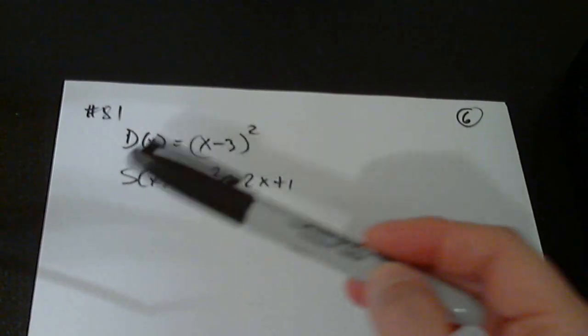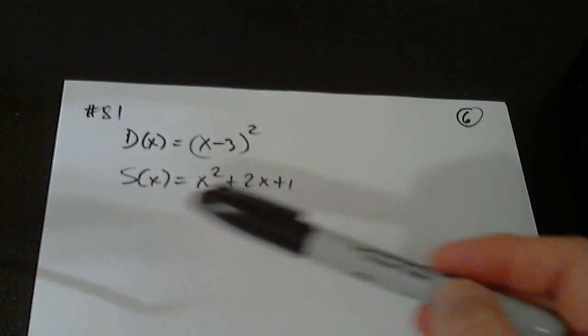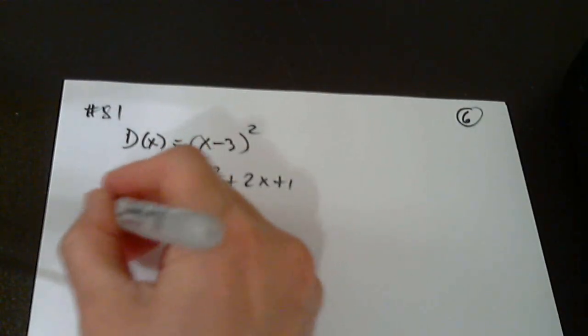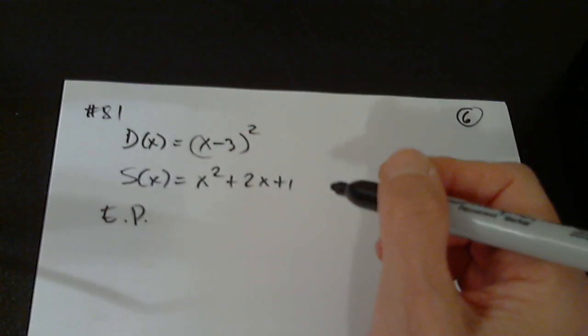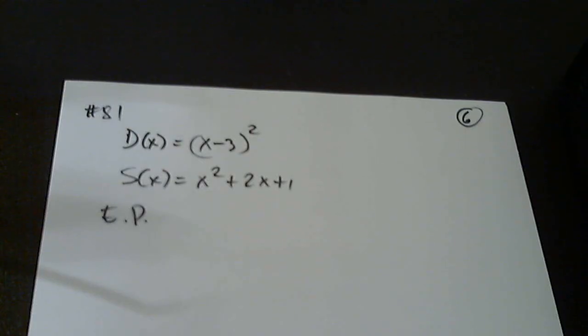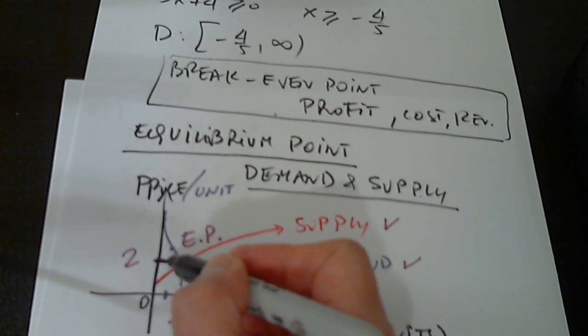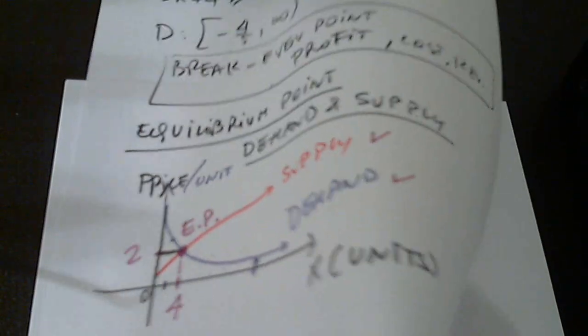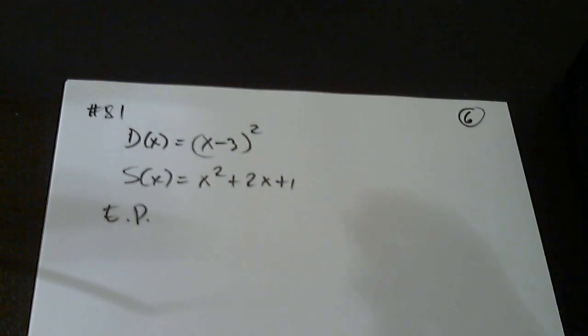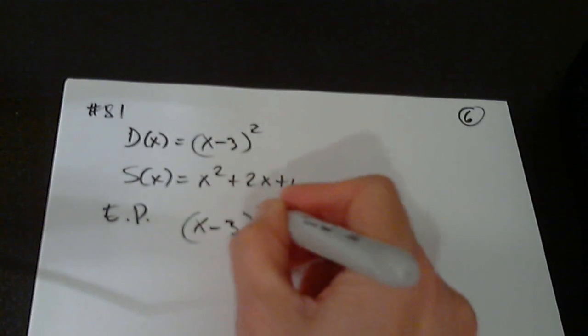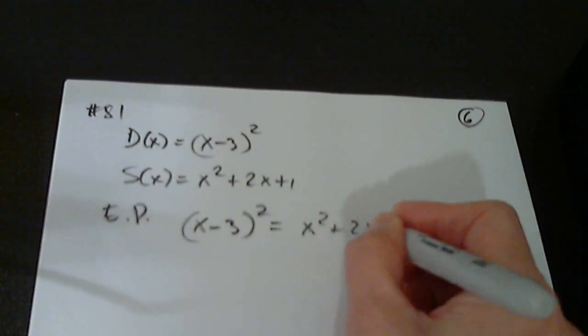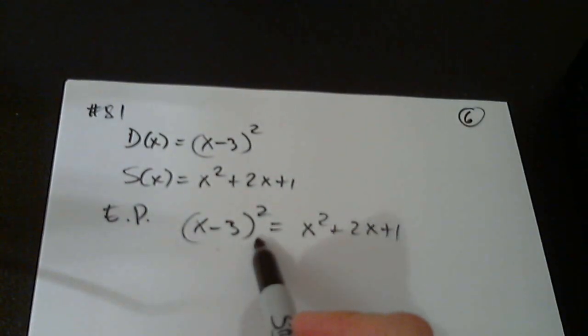The demand function is this, the supply function is this. So in order to find the equilibrium point, we have to set them equal to each other. How come? Because at this point, both functions have the same y value. So we are setting them equal to each other. So x minus 3 squared equals x squared plus 2x plus 1. Can anyone square this for us?